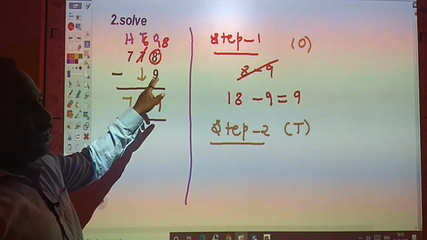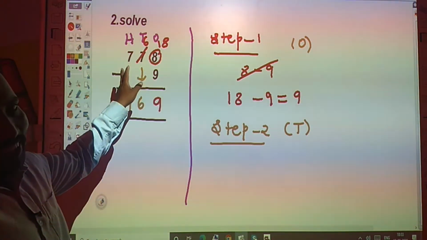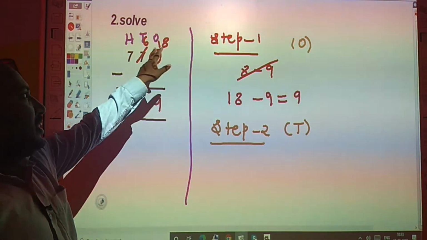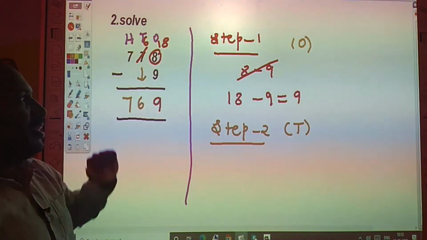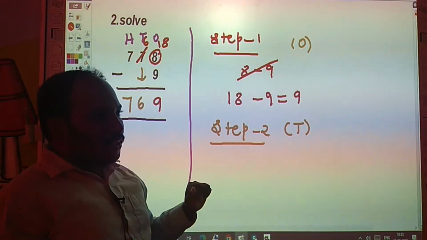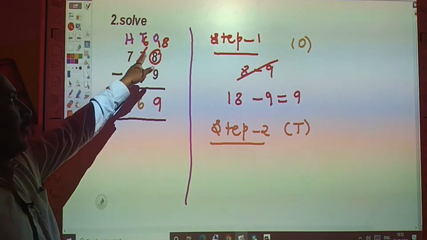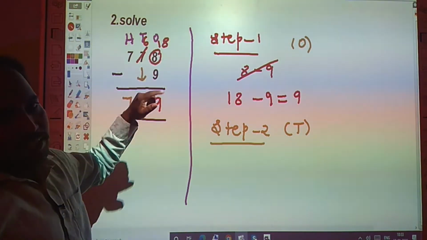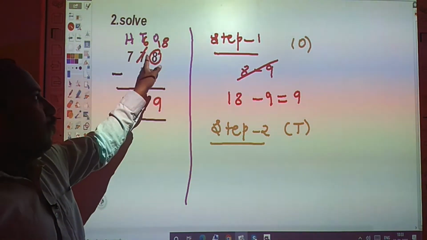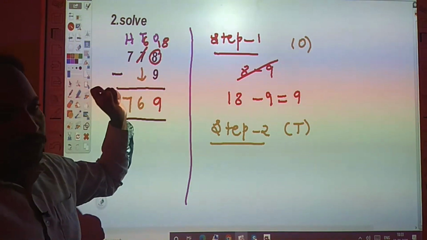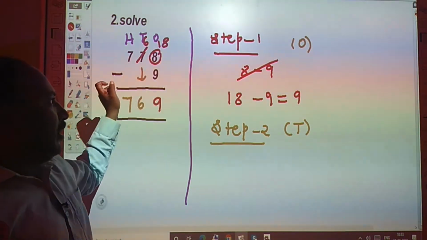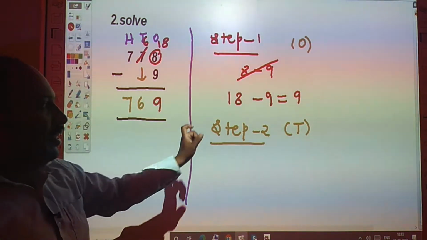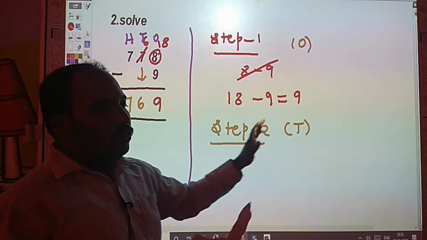Listen here. You want to subtract the number 9 from 778. First we subtract the ones place. 8 minus 9 is not possible, so we borrow 10 from the tens place. Already 8 having, so 10 plus 8 is equal to 18. 18 minus 9 is equal to 9.